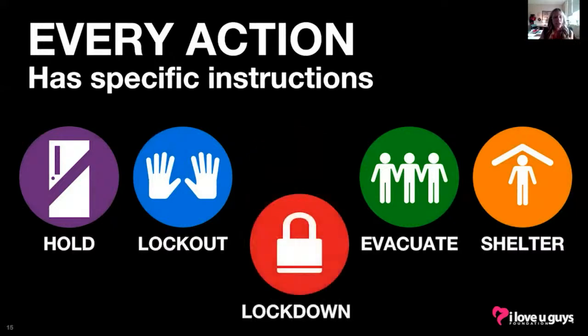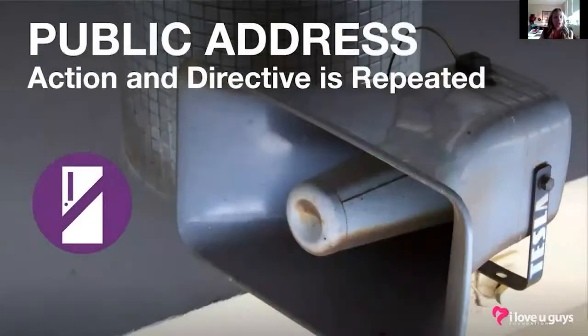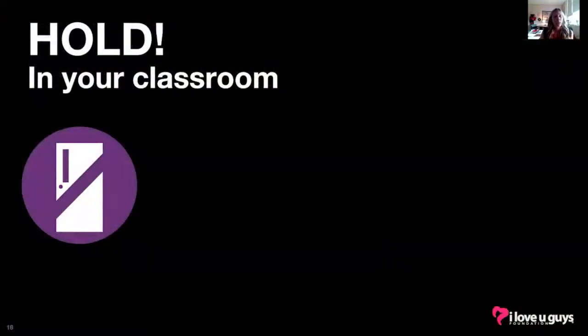Today, we're going to spend some time and review 4 of the 5 actions. We're going to talk about hold, lockout, evacuate, and shelter, and sometime in the future, we'll talk about lockdown. Let's start with the first one, which is hold. When a hold is called on the PA system, the action and the directive will be repeated. For example, please excuse this interruption. Please hold in your classrooms. Hold in your classrooms.